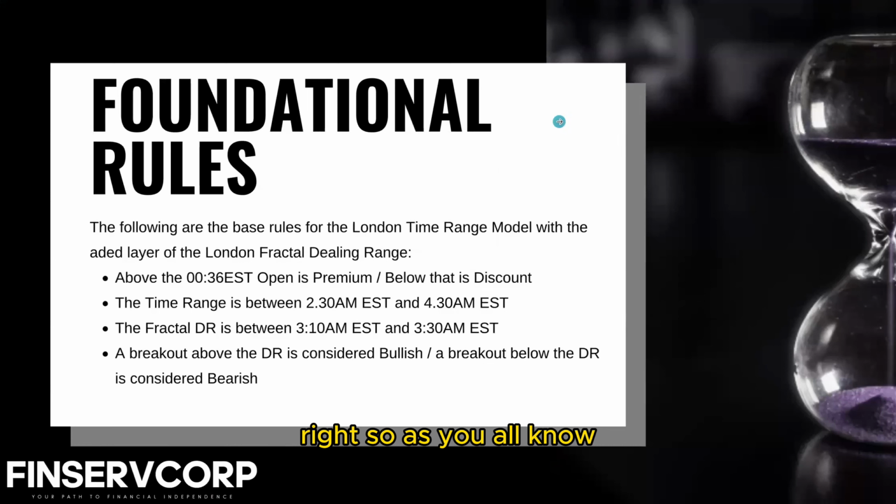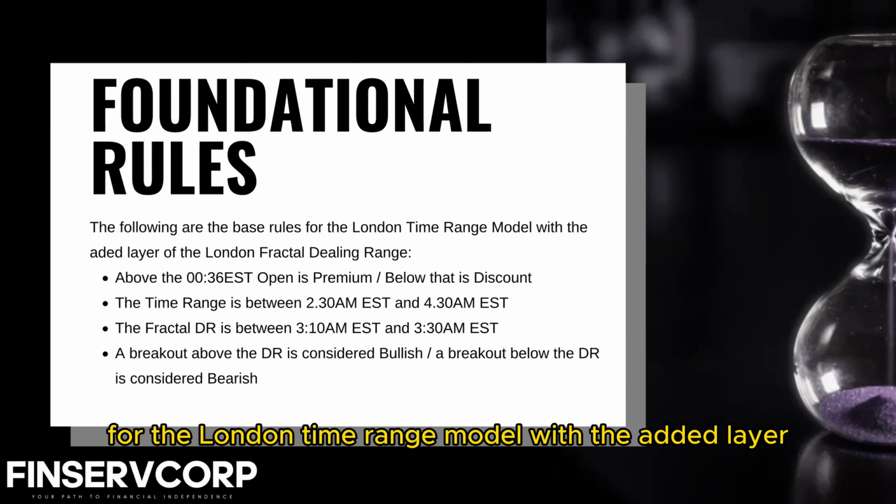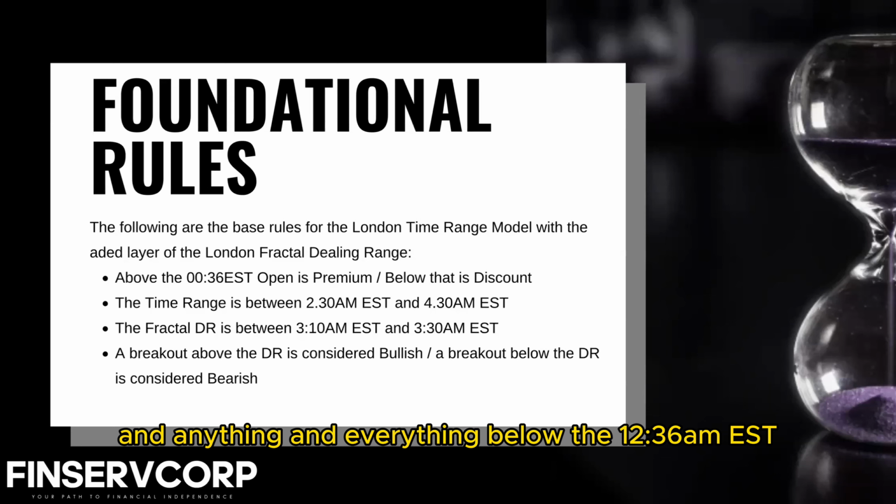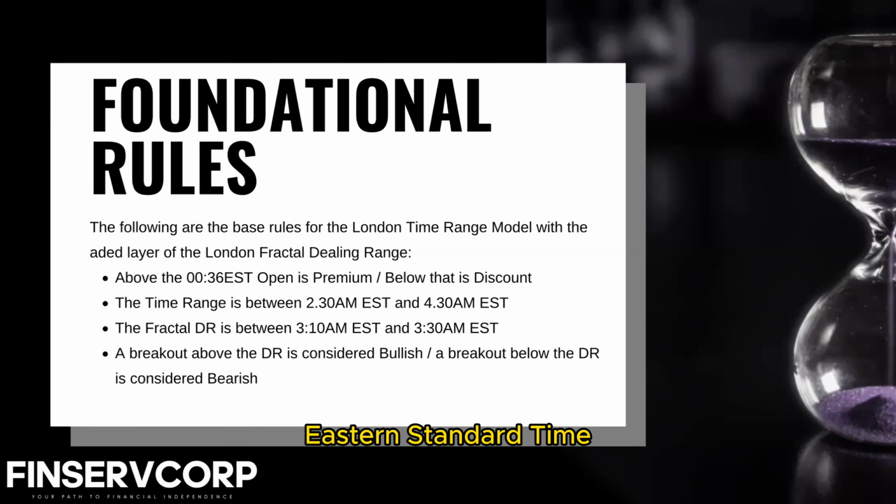Right, so as you all know, for the newcomers, here are the foundational rules. The following are the base rules for the London time range model, with the added layer. Oopsie, there's a spelling mistake there, but it's okay. This is an uncut version. So there's an added layer of the London fractal dealing range. Anything above the 12:36 a.m. EST opening price is premium, and anything and everything below the 12:36 a.m. EST, Eastern Standard Time, opening price is discount.